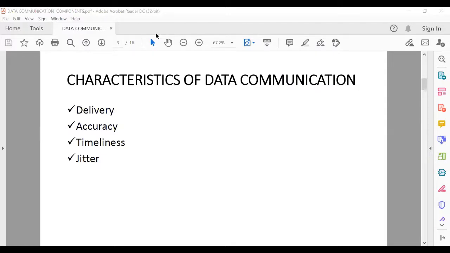Okay. So I didn't understand jitter, sir. Jitter is the variation in the packet arrival time. Timeliness means the data is sent at a certain amount of time, and if the receiving time has much more delay than the accepted calculated time delay, then it is called the jitter. That is the variation of the packet arrival time from the sender to the receiver end.